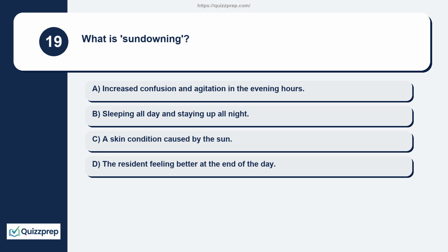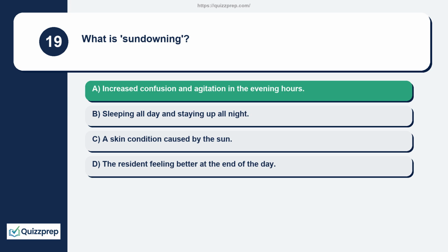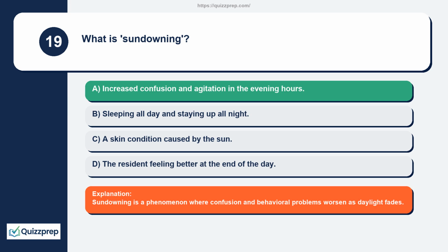Question 19. What is sundowning? Increased confusion and agitation in the evening hours. Sleeping all day and staying up all night. A skin condition caused by the sun. The resident feeling better at the end of the day. Sundowning is a phenomenon where confusion and behavioral problems worsen as daylight fades.